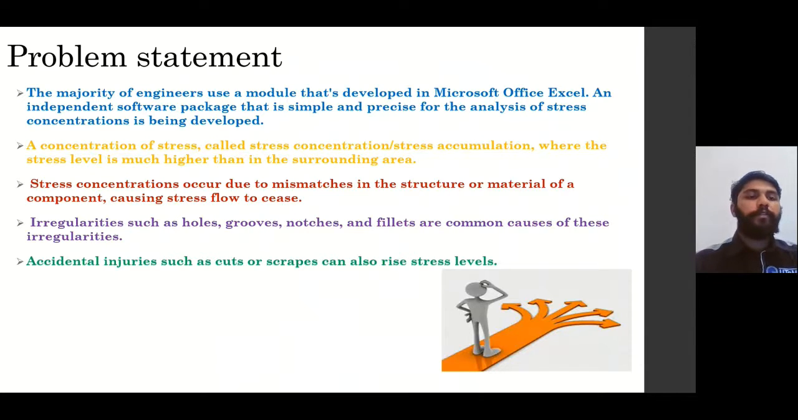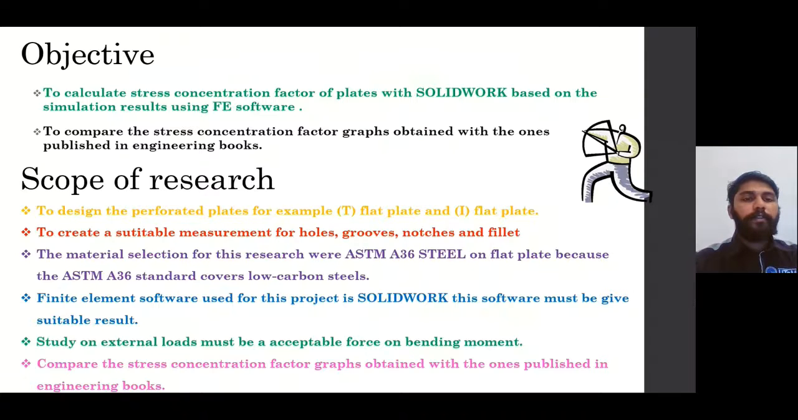The objective. The first is to calculate the stress concentration factor of a plate with SolidWorks based on the simulation result using the finite element software. The second, for PSM2, is to compare the stress concentration factor graph obtained with the ones published in engineering books.